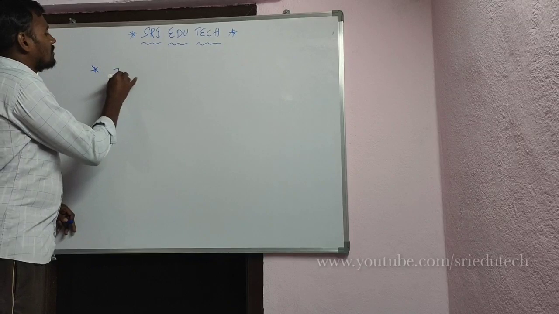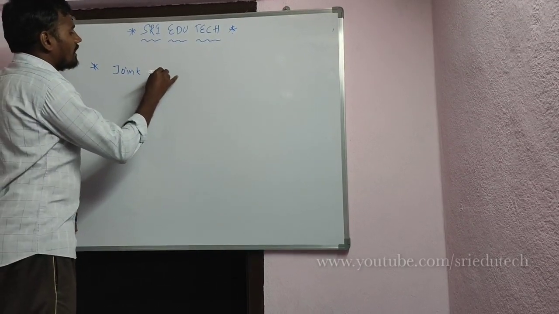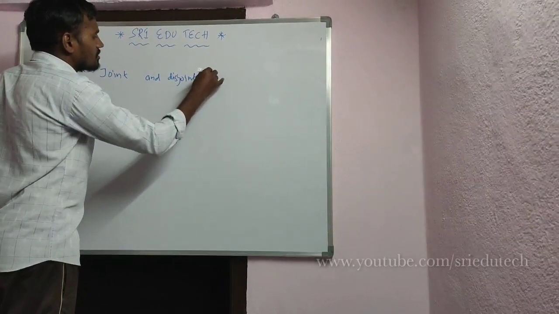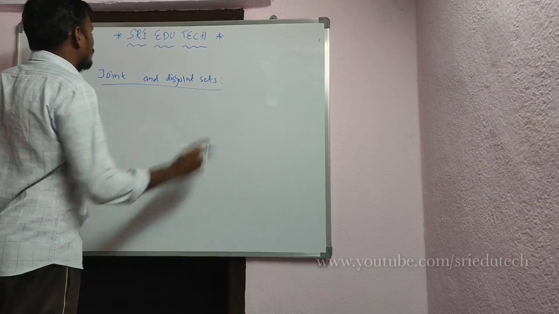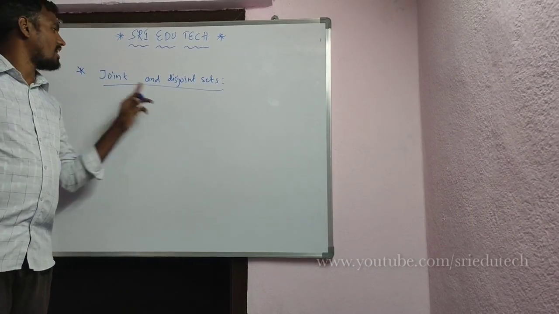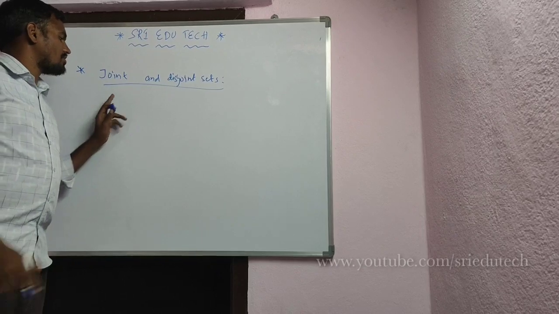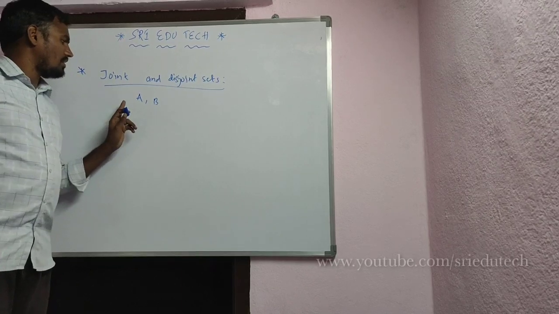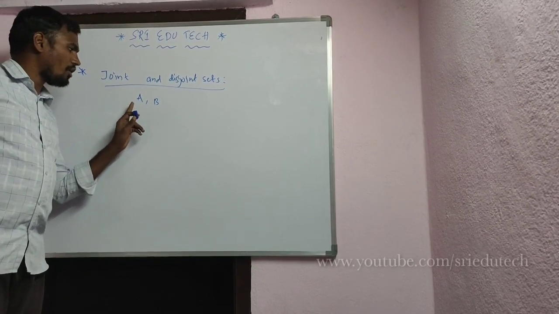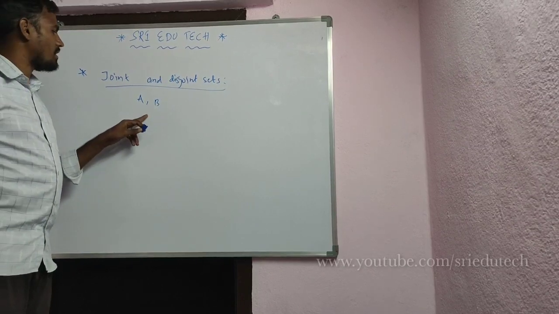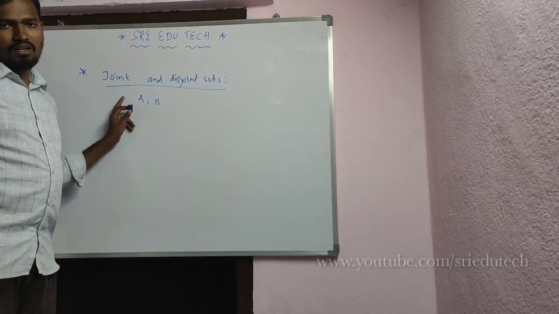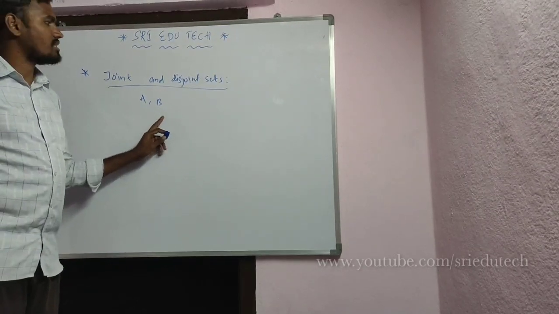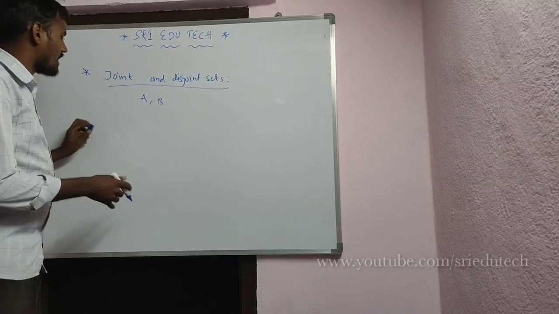Next, joint and disjoint sets. Joint set means, suppose A, B are two sets, and in these sets if you have any common elements, then that belongs to a joint set. Next, disjoint set: there are no common elements in these sets. Let us take an example.